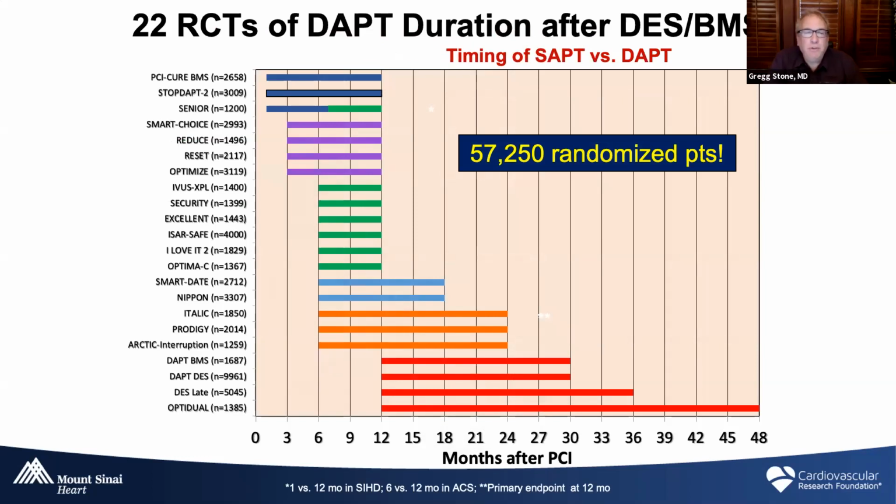So in terms of DAPT duration, there's actually been now more than 22 randomized trials of DAPT duration in greater than 57,000 patients. It's pretty extraordinary. And you can see from the duration of these bars, everything as short as 1 month has been tested, and everything as long as 4 years has been tested, with a lot of intervening relative rates, 1 month versus 12 months, 3 months versus 12 months, 1 year versus 3 years, et cetera, et cetera.